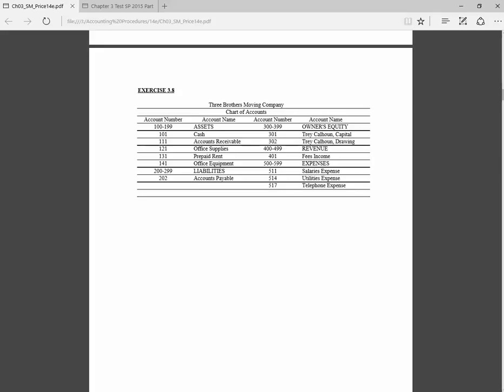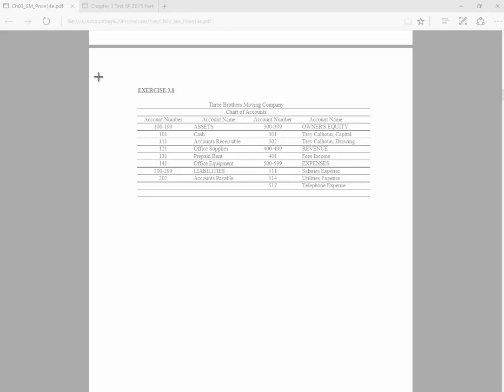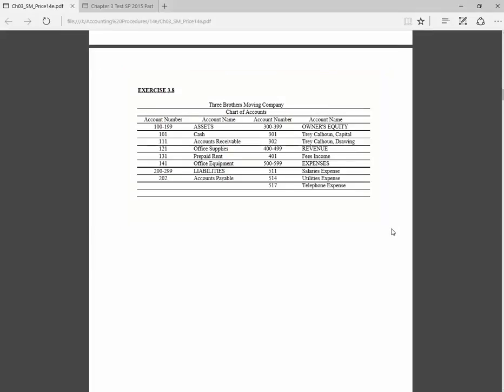All right, so we started today by talking about exercise 3.8. I know that was an exercise, not a problem, but most students were having questions about how exactly to do this. It's asking you to take the accounts for this Three Brothers Moving Company and assign numbers to them. That is a little bit odd, and maybe a little confusing at the very beginning. So let me show you just some clues on that.